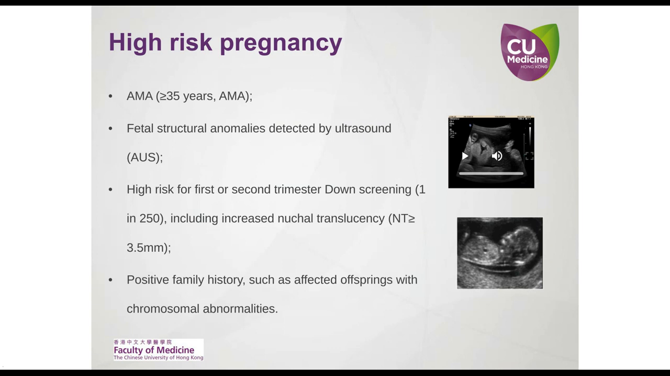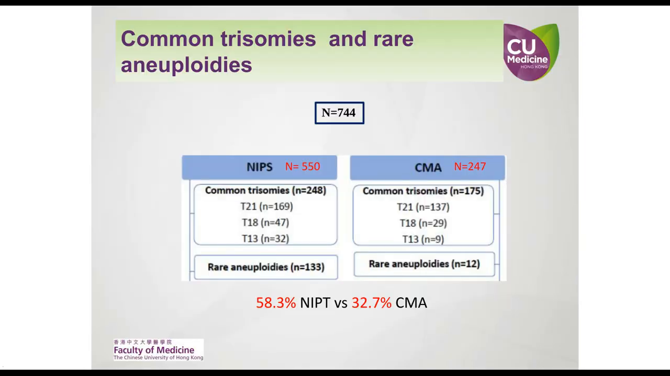And you can see that in total there are 744 patients, and for the NIPT there are 550 patients who have a positive result. That already excludes sex chromosome abnormalities. For the CMA, only 32.7% of them have a result. So why is there a difference?